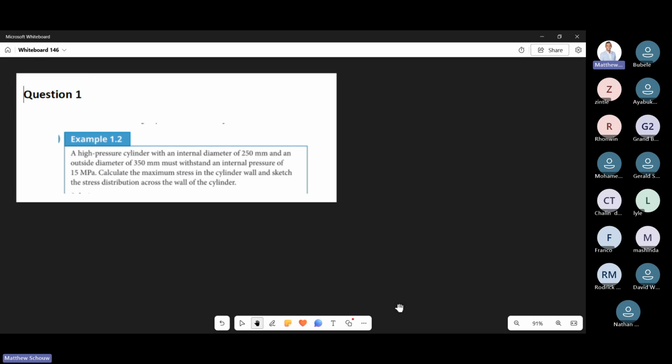Right, so let's begin. We're doing thick cylinders. Let's use example 1.2 in the Toy textbook. You can use a Vickens textbook; it's equally as good. I just chose this one. This is what I got from the institution.